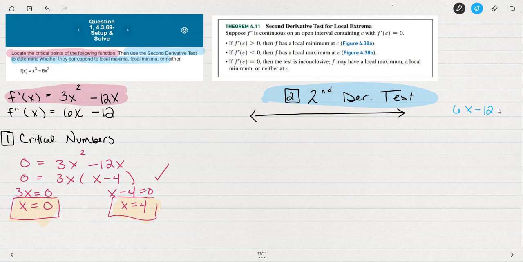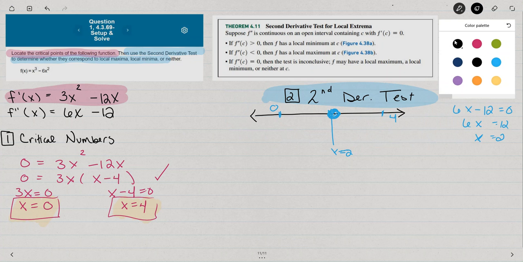If I set the second derivative to 0, I get x equals 2. And so if I plop that x equals 2 on a number line, and then I find some test points to the left and right, you know what I'm going to do? I'm going to use my 0 and my 4. I'm going to plop those critical numbers down. And I can see that the 0 falls before the x equals 2, and the 4 falls to the right of the x equals 2.